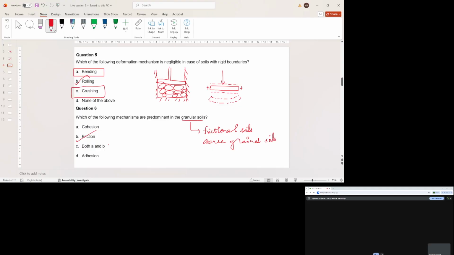There is another term called apparent cohesion, which is not an inherent property of the granular soil, but it develops due to its interaction with the pore water, which we will be studying later in the course. All right. So coming back to this question, the mechanism which is predominant in the granular soil is friction. I hope there are no doubts, it's a clear answer.